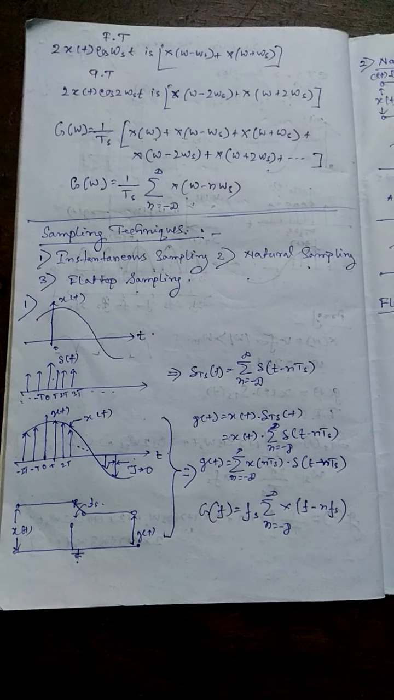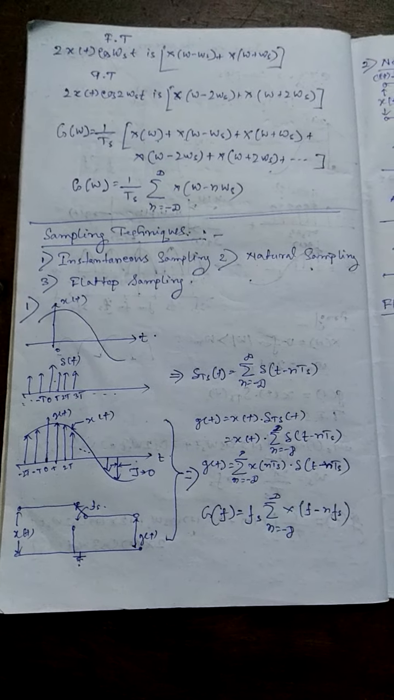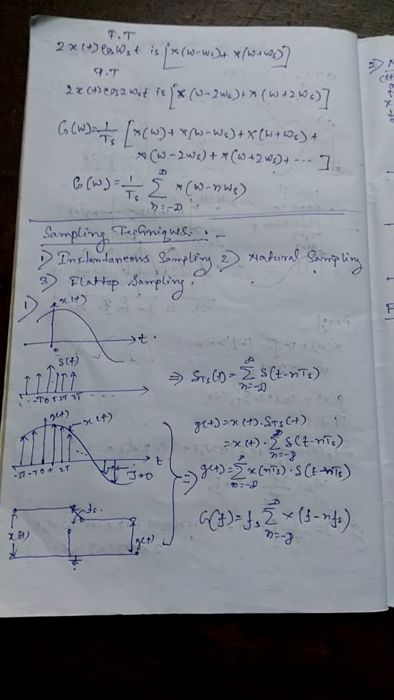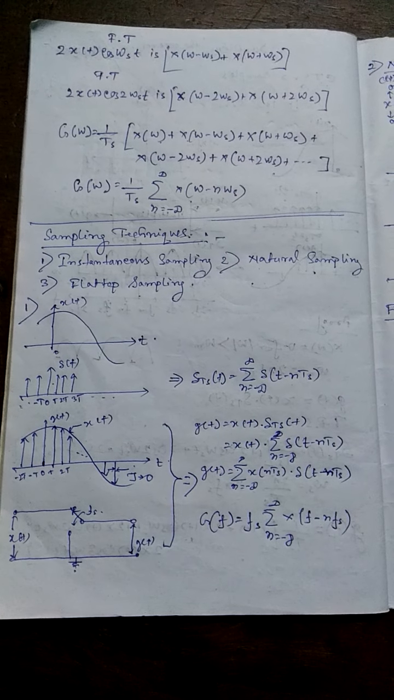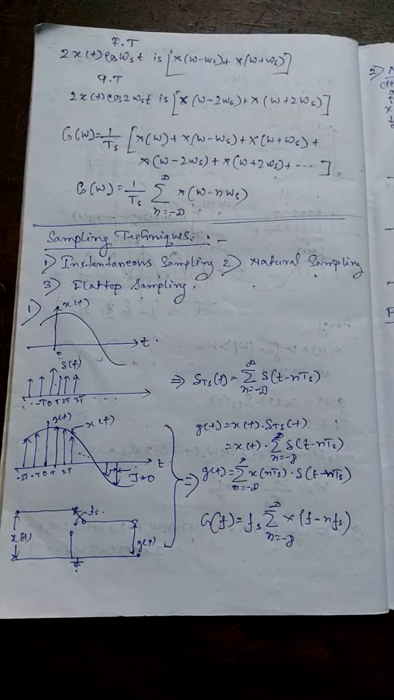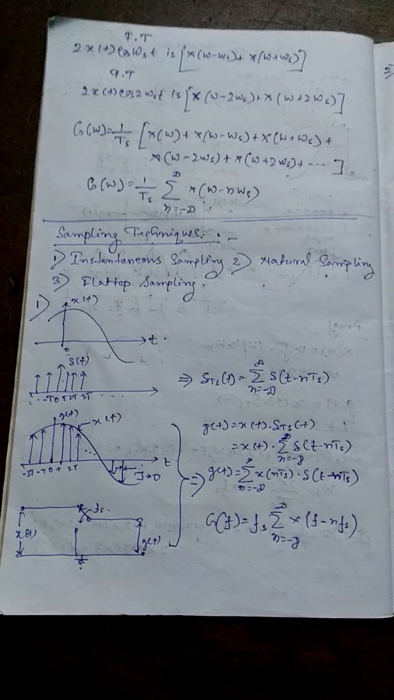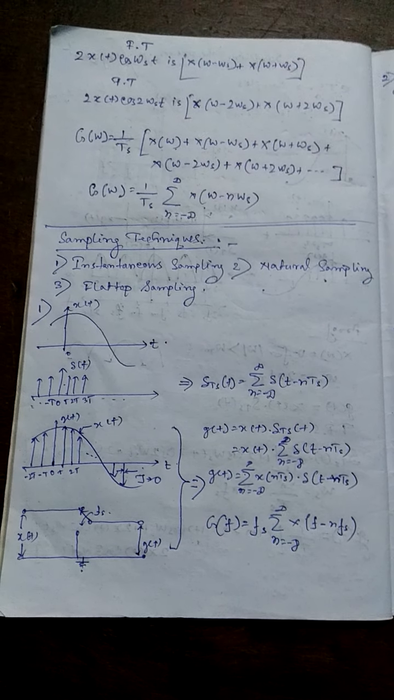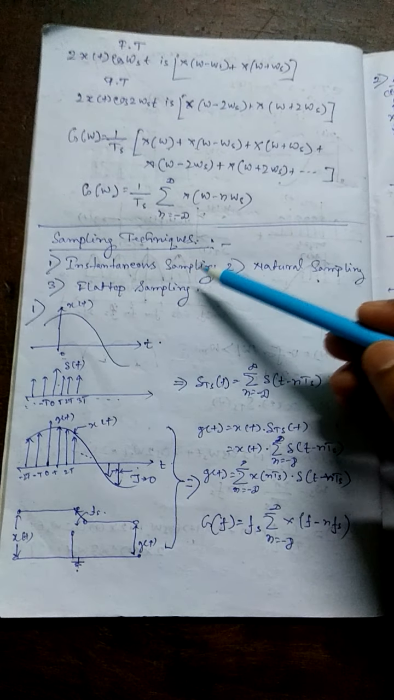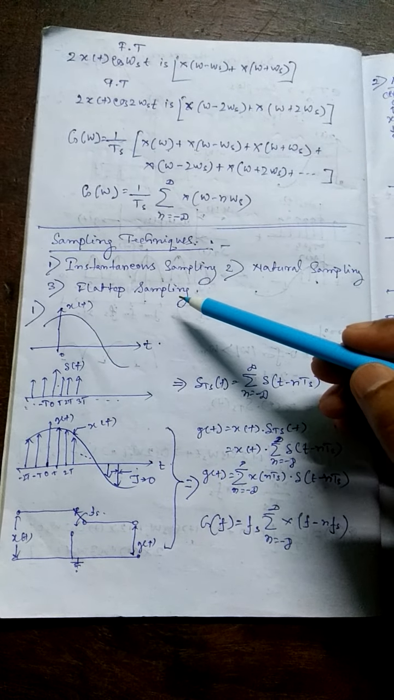Okay, students, today we go for the sampling technique. Last class we learned about the Nyquist theorem and sampling theorem, as well as some maths. And today we go for the different types of sampling technique. As per your syllabus, there are three types of sampling technique. Number one, instantaneous sampling. Number two, natural sampling. And number three, flat top sampling.